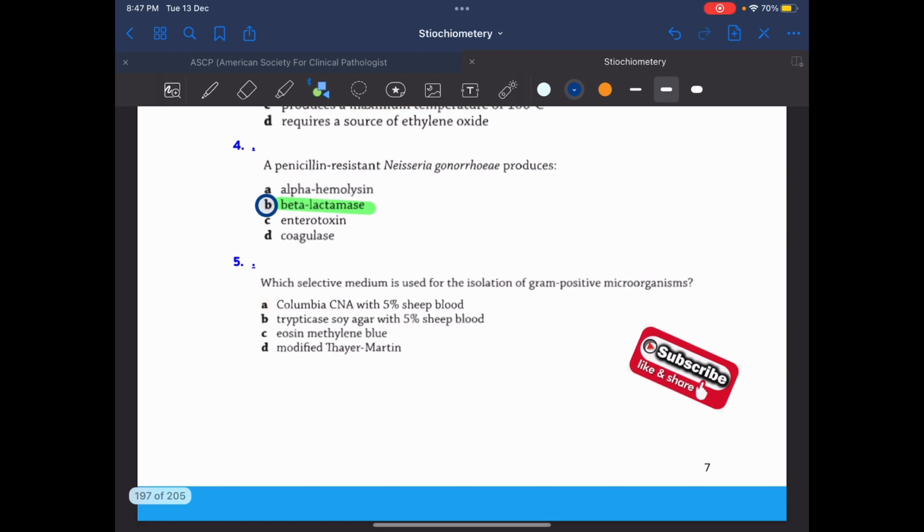Question number 5. Which selective media is used for the isolation of gram-positive microorganisms? Columbia CNA with 5% sheep blood, trypticase soy agar with 5% sheep blood, eosin methylene blue, or modified Thayer-Martin. The correct answer is Columbia CNA with 5% sheep blood agar. So the correct answer is A.